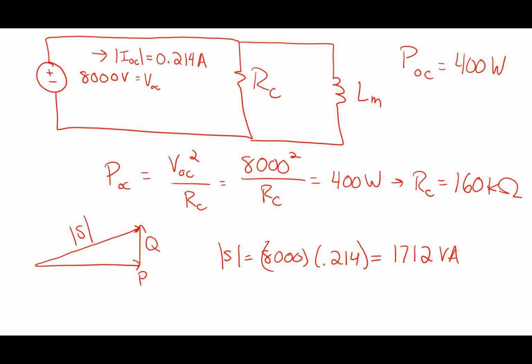So I got that. Now, a couple of ways to do this. If I wanted to get the Q, how would I get the Q? I use the Pythagorean theorem and say the magnitude of S squared equals P squared plus Q squared, and solve that for Q. That's not what I did, but that's a way to do it. Then you could say Q is equal to voltage squared divided by the imaginary part of Z, which is X sub M here. That'd be one way to do it.